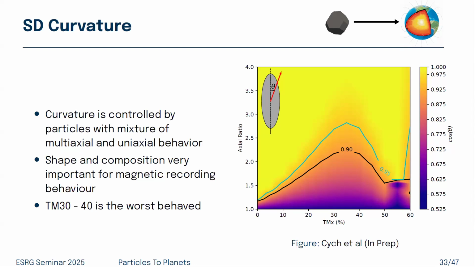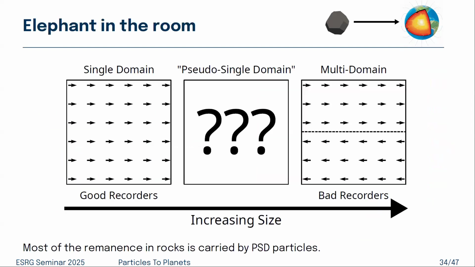But there is an elephant in the room, which is that all of this is for single domain particles, those uniformly magnetized things. And earlier on, I told you that most of the remanence in rocks is carried by these pseudo single domain particles. What are those? These things that we don't know what they are. Can we get a better handle on this?